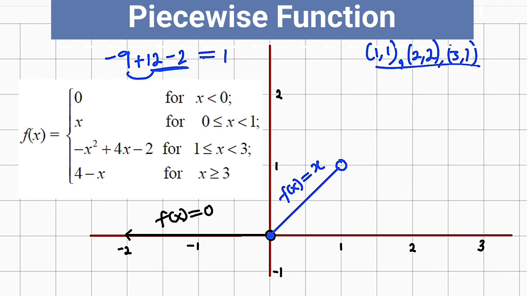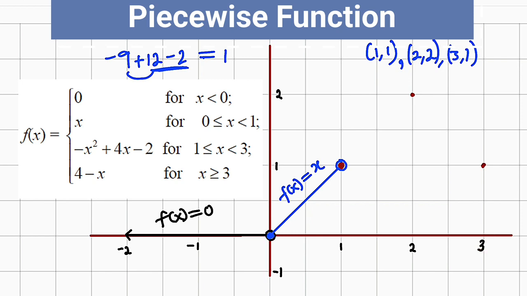So let me plot these 3 points. Let's start with 1, 1, which is inside this circle. But remember here, 1 is a solution because x is greater than or equal to 1, so we have a closed circle inside this circle. Then 2, 2. Where can we find 2, 2? You can clearly see 2, 2 here. This is a point. Then we have 3, 1. This is 3, and we have 1 here. So we add a point, 1, 1 right here.